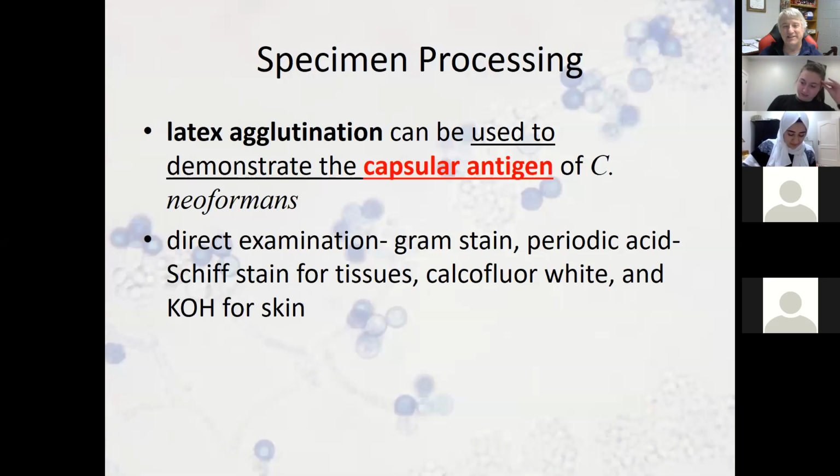So we can also do latex agglutination. You're very familiar with that if you're in immuno. Used to demonstrate the capsular antigen for Cryptococcus neoformans. So we look for agglutination there. And then a direct exam is really key for specimen processing. Gram staining, we can use acid-fast stain for tissues, calcofluor white, and potassium hydroxide for skin samples.